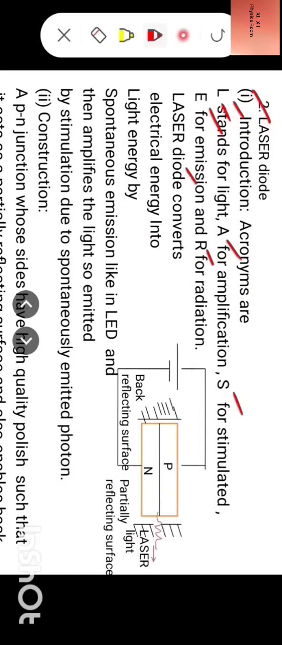A laser diode converts electrical energy into light energy by spontaneous emission like in an LED, and then amplifies the light so emitted by stimulation due to the spontaneously emitted photon.